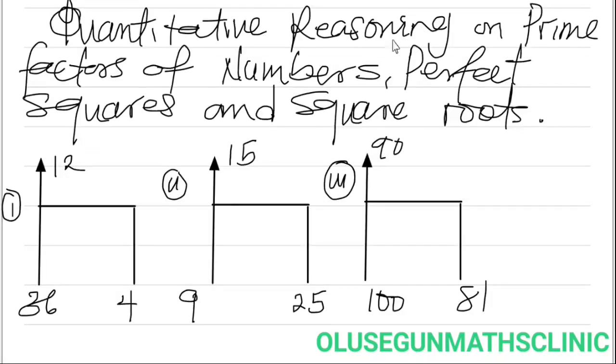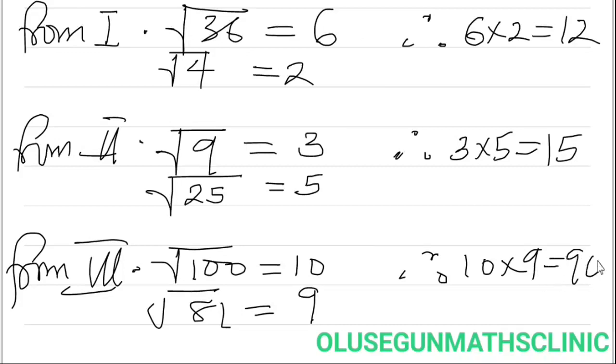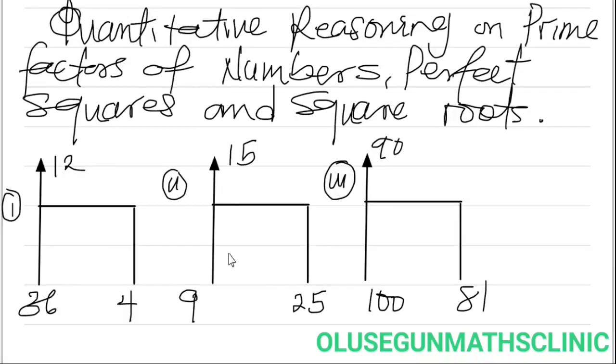Let's see. 10 times 9 will give us 90. So this is exactly how it works. In quantitative reasoning, we are able to explain the forms: the square root of this and this multiplied gives us 12, the square root of this and this gives us this, and the square root of 181 gives us this. We use the knowledge of perfect squares because quantitative reasoning is in every topic in maths. We can use every topic in maths to bring out a quantitative reasoning question.